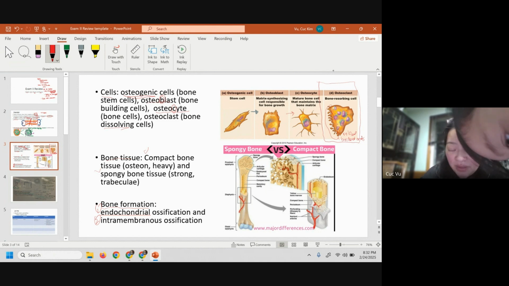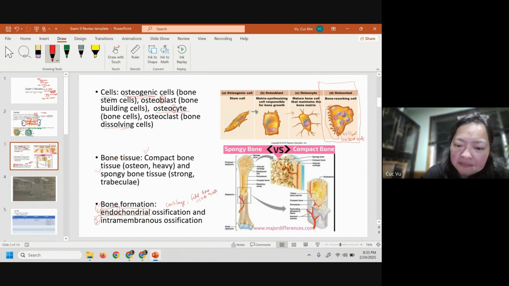Within its name alone, you can tell a lot about it. Chondral means it starts with cartilage. It uses a cartilage model. Endo means inside, so this bone formation process starts from the inside to the outside. You know that this happens during fetal development. Whereas intramembranous ossification, intra meaning between, membranous meaning it's a type of membrane. Specifically, it's called mesenchyme.